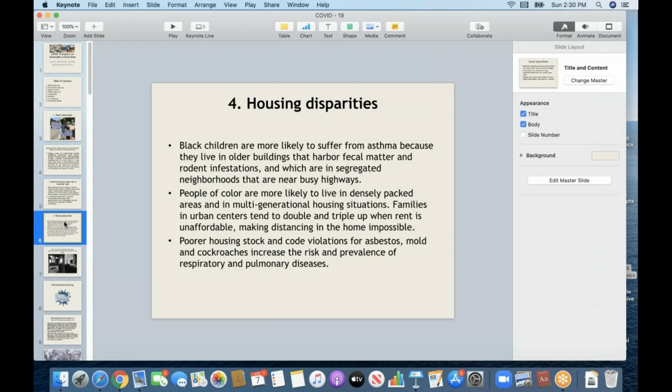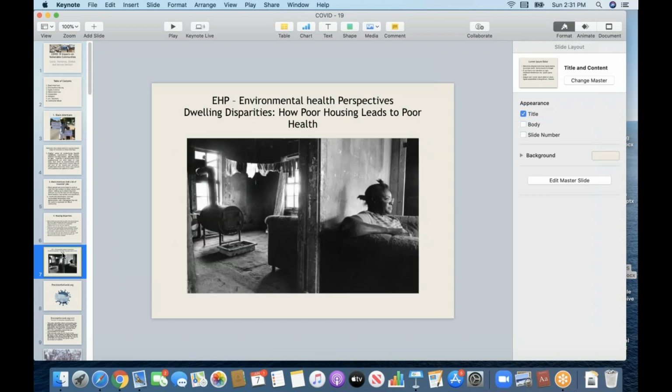Also, people's health is already impacted because of housing disparities. Black children are more likely to suffer from asthma already, which makes them higher risk, because they live in older buildings with fecal matter, rodent infestations, and they're living near highways. I saw this movie about a Latino family that lived near a highway, and in this whole area there was an entire school dedicated to kids with asthma. They could not afford to move out of that area, but it was so toxic that almost every kid in that school had asthma. This is just a picture put online by Environmental Health Perspectives with a report, Dwelling Disparities: How Poor Housing Leads to Poor Health.